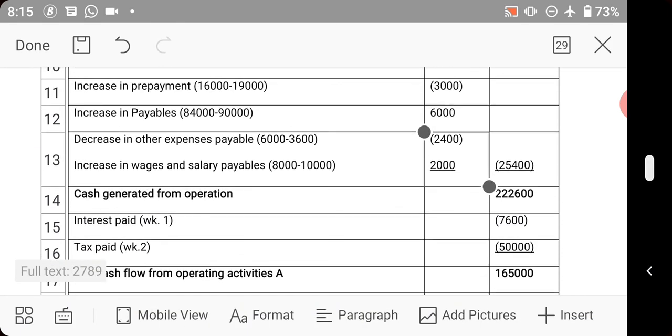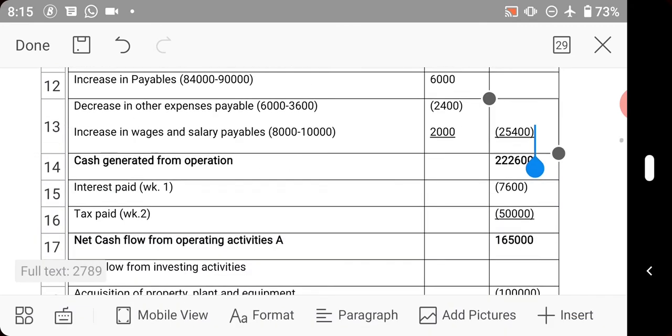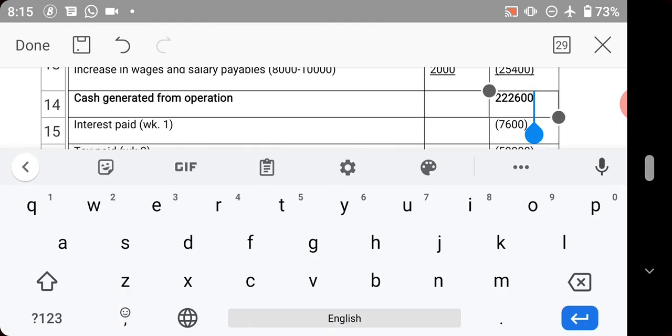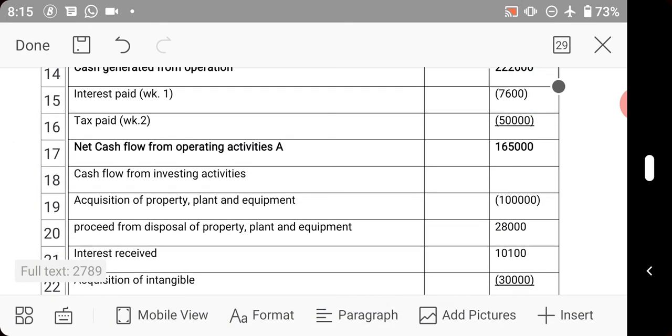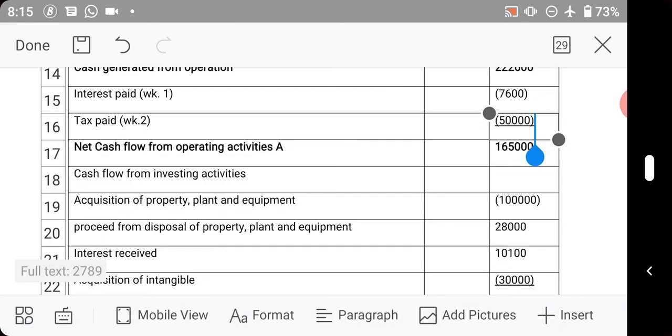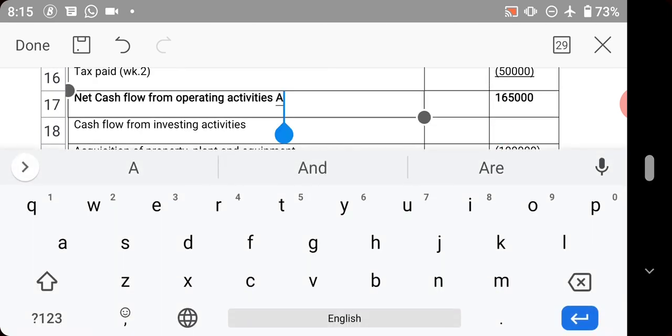So you add all this, you bring it here, give you minus 25,400. So when you add it to this, you now have 222,600, which is our cash generated from operation. Interest paid is our working number 1. You less it. Tax paid is our working number 2. You less. So you now have 165,000, which is net cash from operating activities.